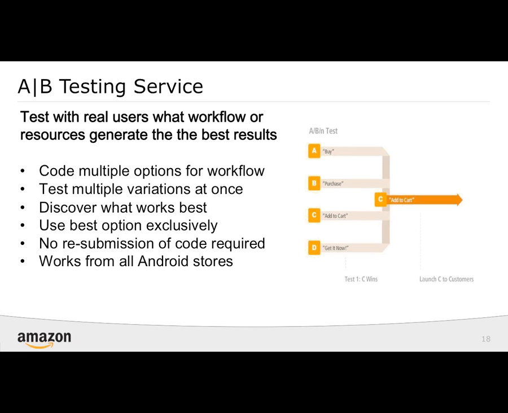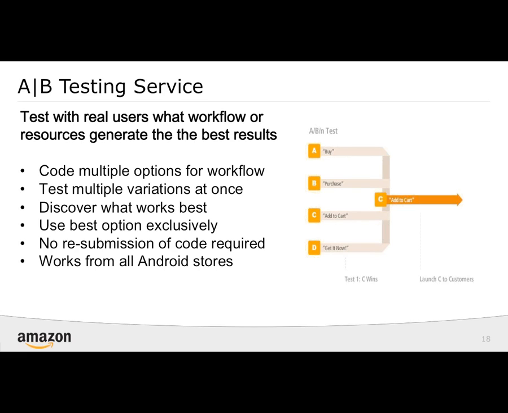You can do this directly from the app portal. You don't need to resubmit your app. And when you figure out that D really is the one that converts the most people, you can go ahead and inside the portal, you can say that 100% of people get path D, and you never have to resubmit your code, and it's all really easy to do in the online portal.